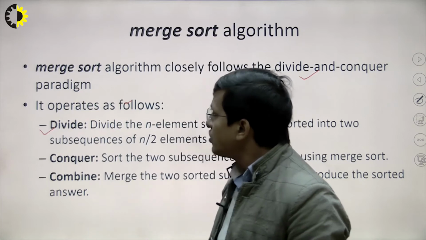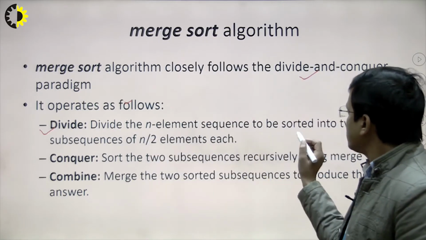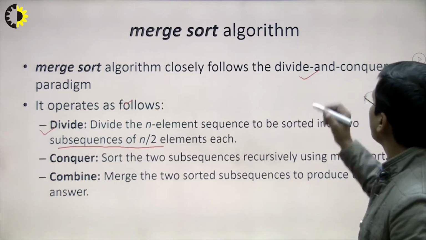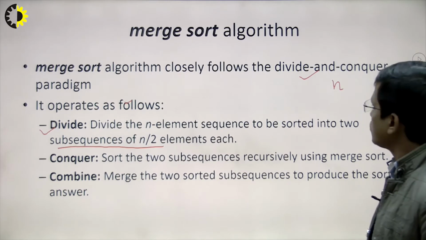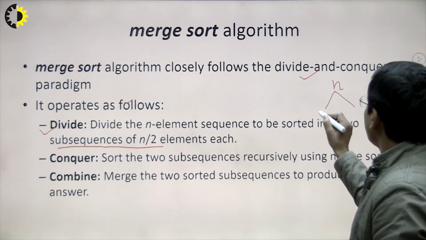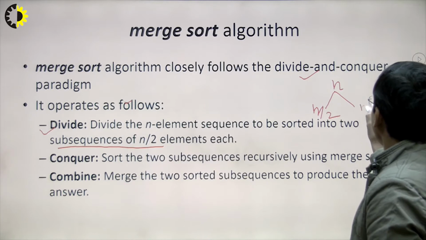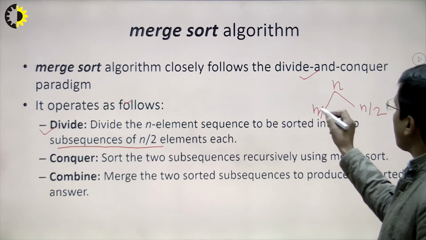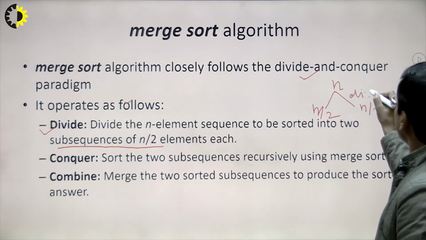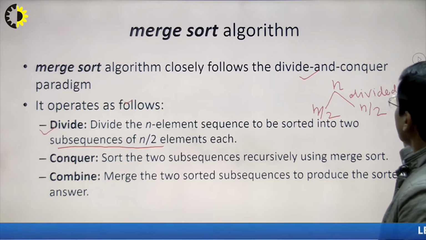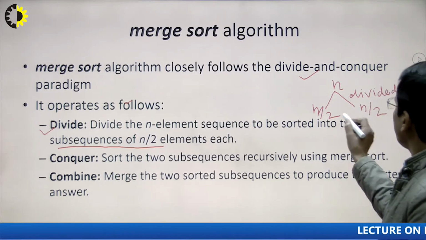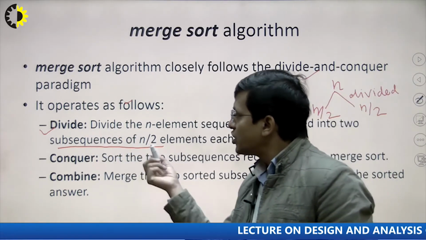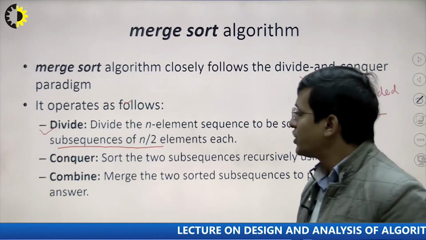In merge sort, we divide the n number of sequence into two subsequences of size n by 2. Suppose we have a problem of size n. First of all we have to divide this problem by 2. Suppose n is the total size of the sequence, and we divide it here. So now we get n by 2 elements in the sub problems. This is the division approach, which takes a constant time.